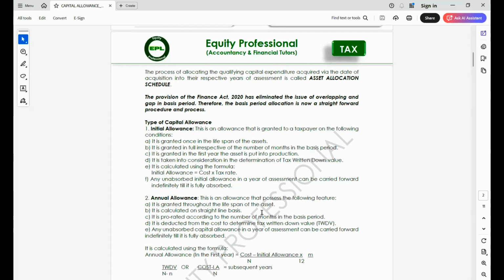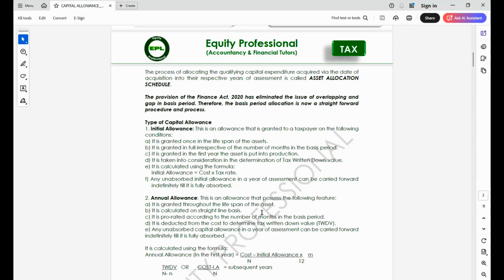It is calculated on a straight line basis. It is prorated based on the number of months in the basis period. When you are calculating your annual allowance, remember that computation of capital allowance is based on the number of months in the basis period. Where the number of months in the basis period is less than 12 months, the annual allowance is also based on that number of months.